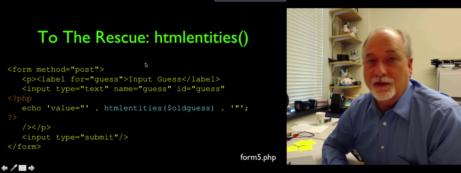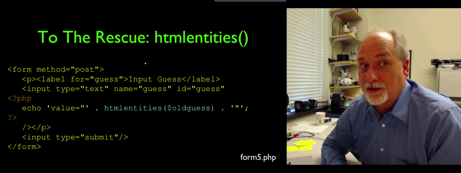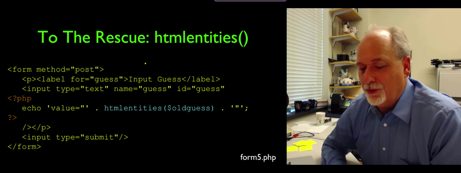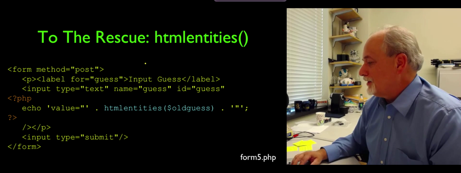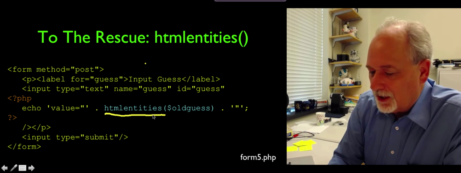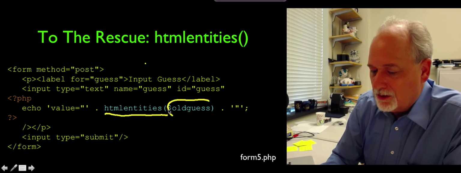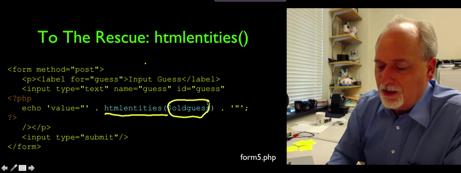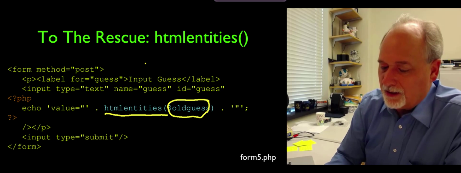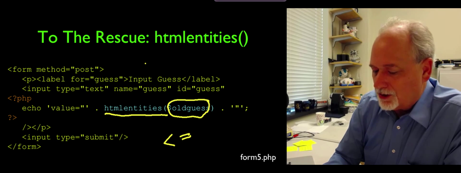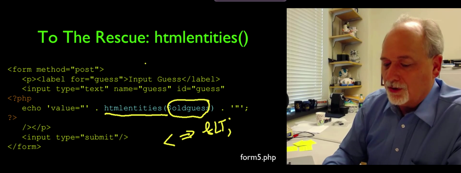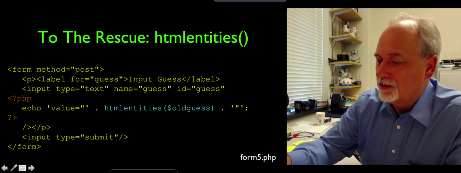Thankfully, there is a function built into PHP, because this is one of the most common problems of not what we call sanitizing your input. All we do is take that string, whatever it happens to be, and pass it into the function htmlentities. So old guess is whatever string the person typed, and then htmlentities does what's called escaping it. That means that things like less than are turned into ampersand lt semicolon. And there's a whole series of these HTML entities.